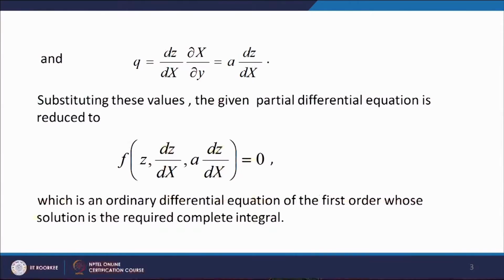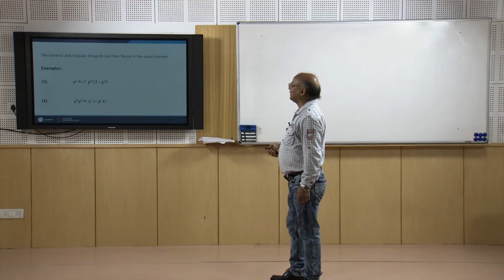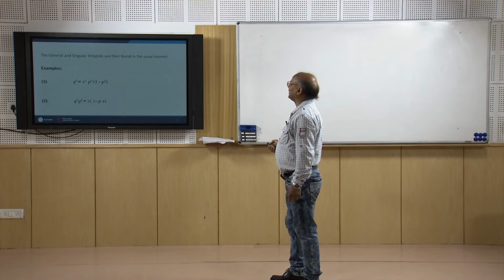Now substituting these values, the given partial differential equation is then reduced to F(z, dz/dX, a dz/dX) = 0, as we have seen p is dz/dX, and q is a dz/dX. This is an ordinary differential equation of the first order, whose solution will give us the required complete integral. And once we have the complete integral, as we have seen earlier, the general and singular integrals are then found in the usual manner.